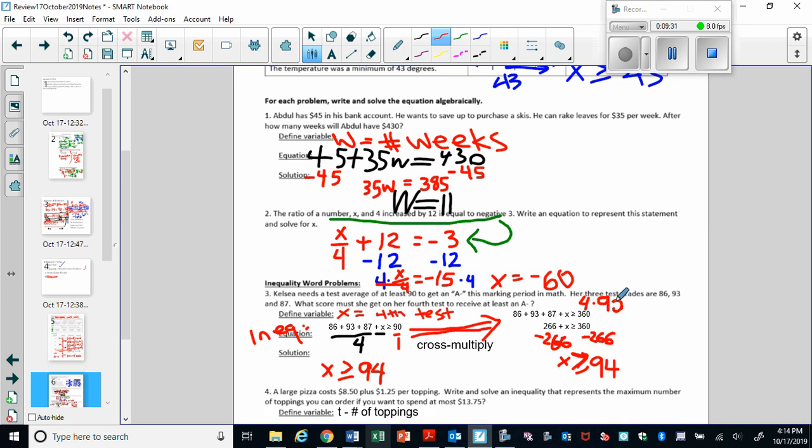And then 86 plus 93 plus 87. Add these together. That's how you get your 266. And now we're just down to a one-step inequality. Subtract 266 from both sides. Voila. x is greater than or equal to 94.